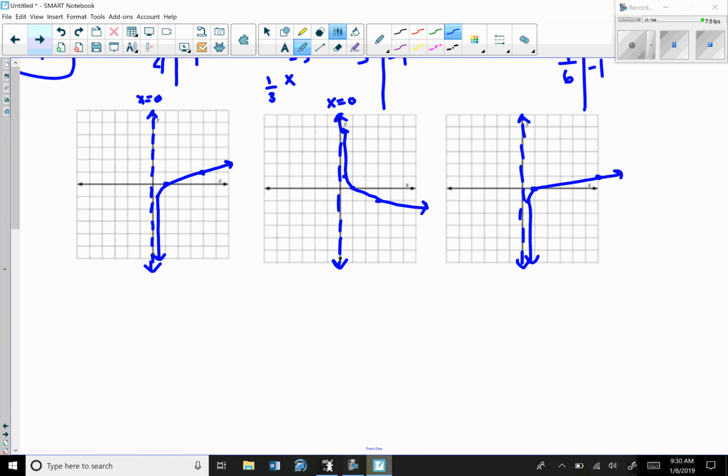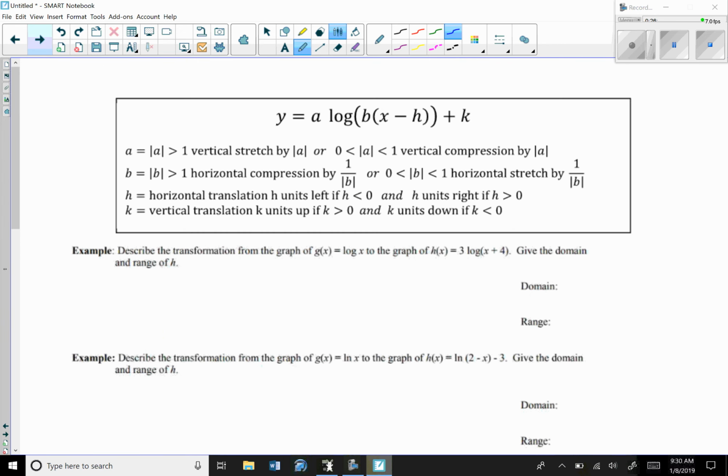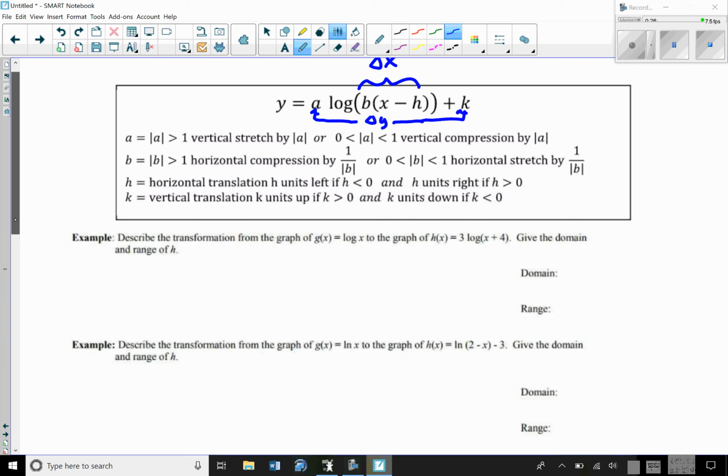All right, so let's go ahead to the next part, which is looking at the transformations. So we've talked about our transformations before, so remember that these are the horizontal transformations. Horizontal transformations change your x values. A and K are your vertical transformations, which change your y values. And so these are the rules that we've learned. So let's go ahead and take a look at some equations.